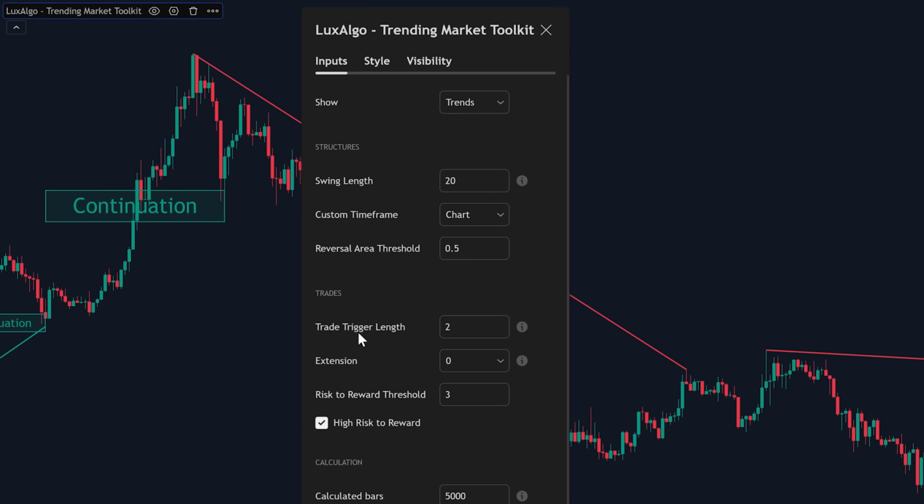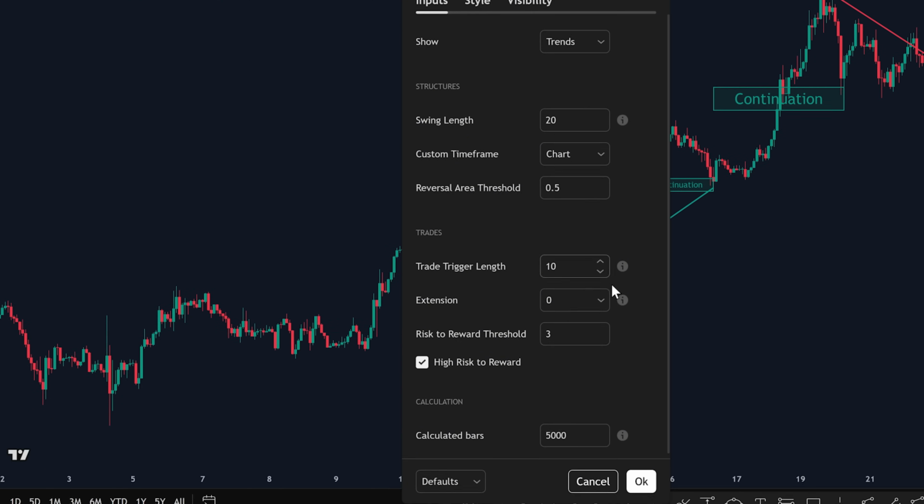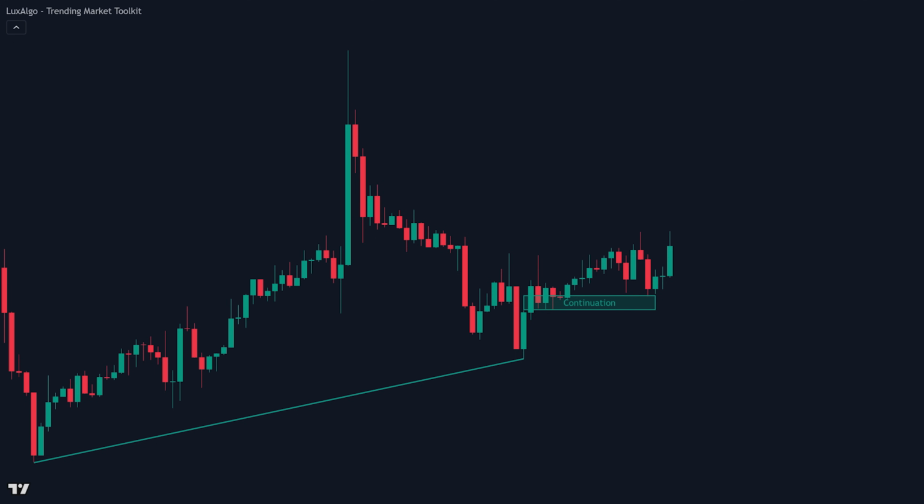Next, let's talk about the trade trigger length. By default, it's set to 2. This means when the indicator detects a possible trend or reversal, it waits for 2 candles to confirm it before showing a signal. If you change it to 10, the indicator will now require 10 candles before showing a signal. This will help reduce false breakouts. You can leave the remaining settings at their default values. Also ensure that Trends is selected over here. Then, click OK. Now using this indicator to trade is very simple.